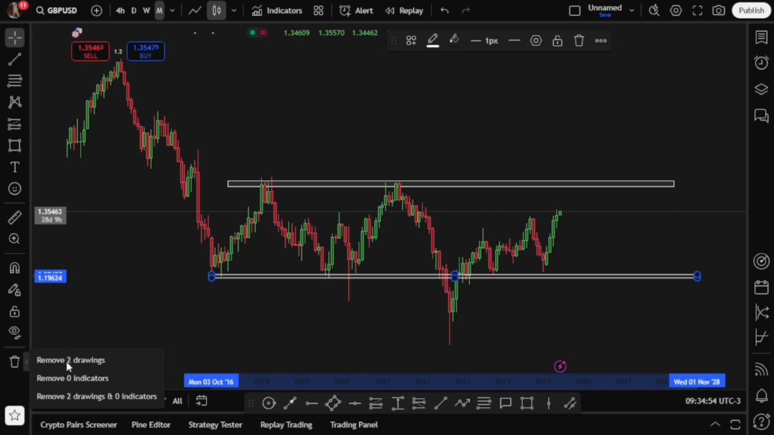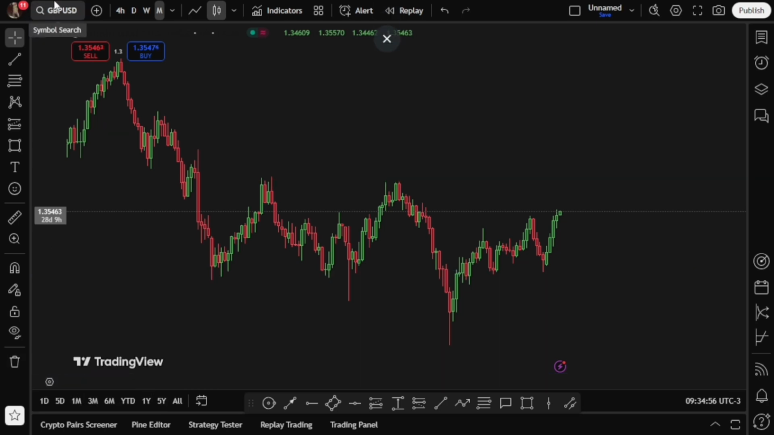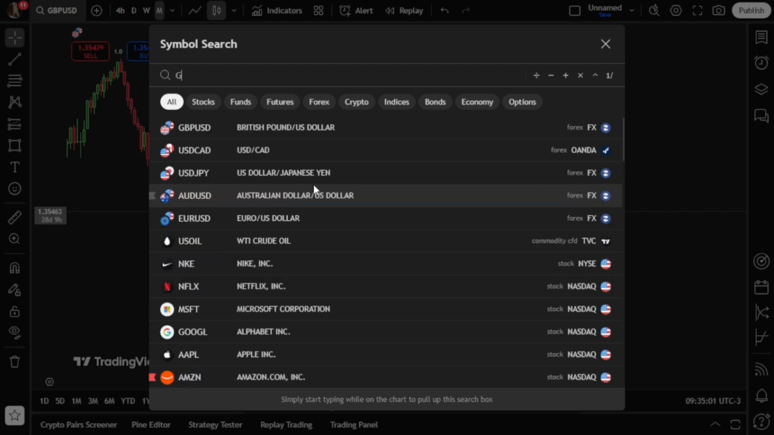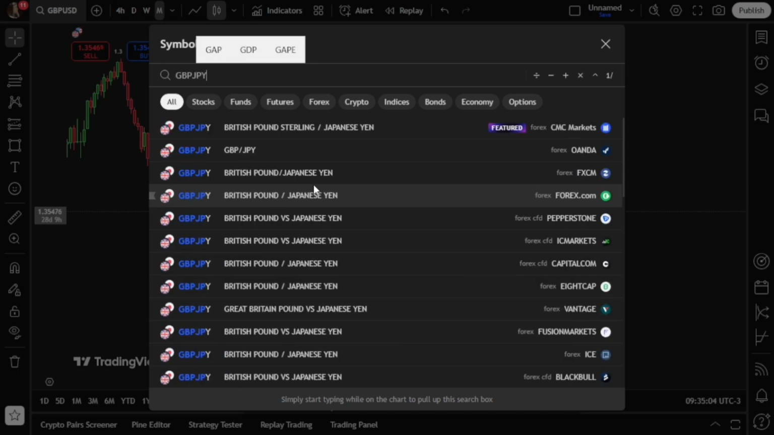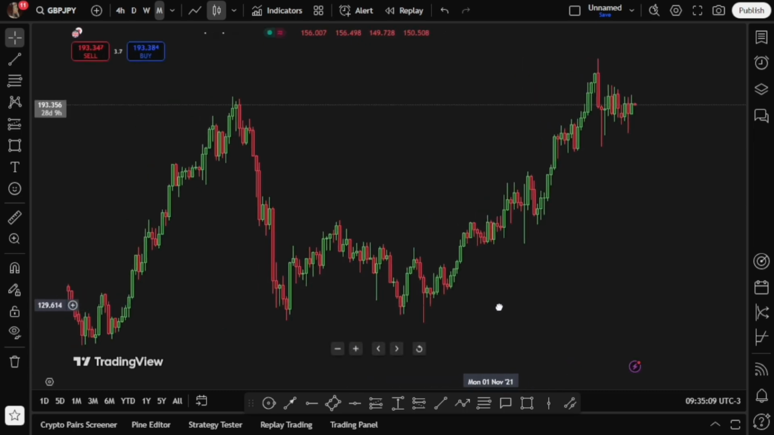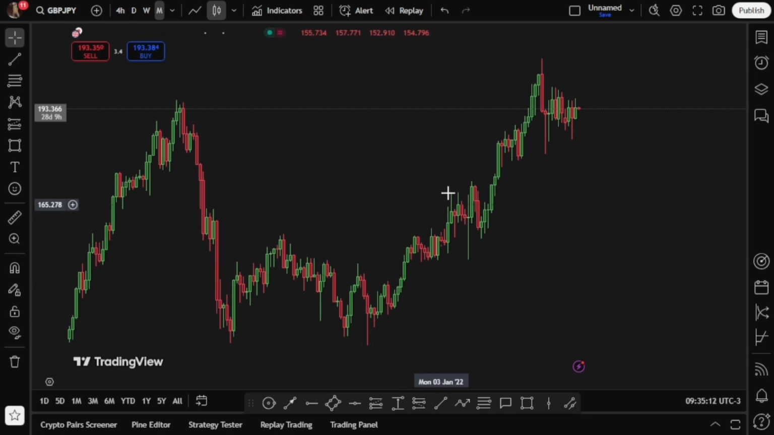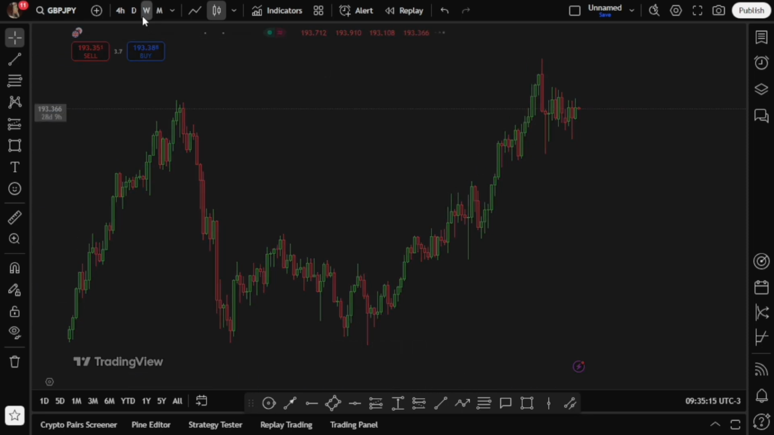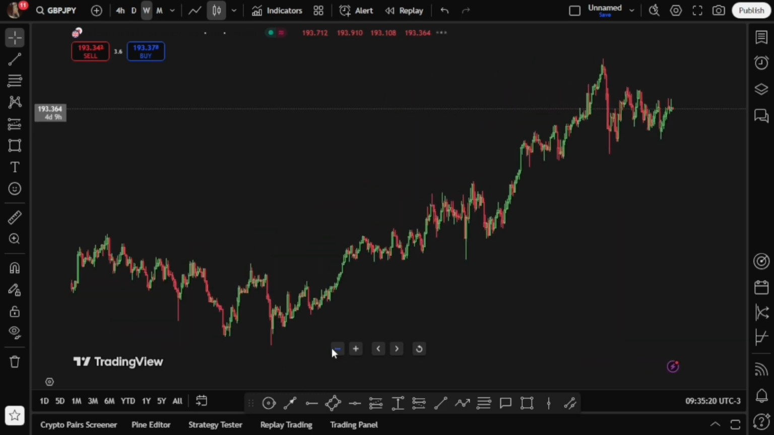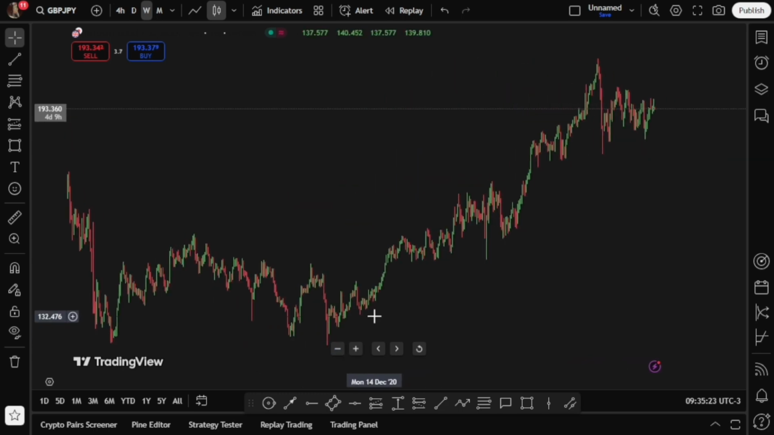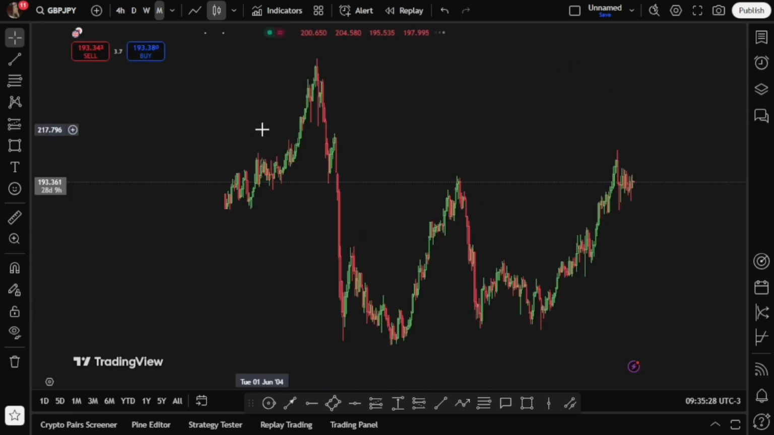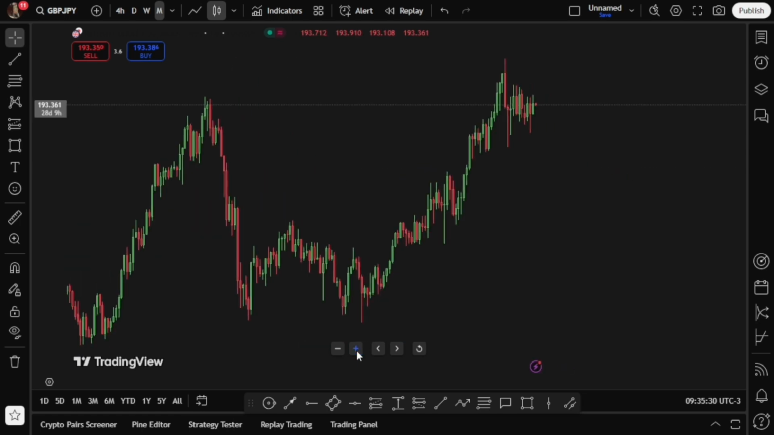Okay, guys, so let's go to another pair and try to identify these trends again. Let's go to GBP JPY. We look for different trends, guys. Now we can clearly see this uptrend. Let me go to the weekly time frame to make it look clearer. Yes, there you have it.